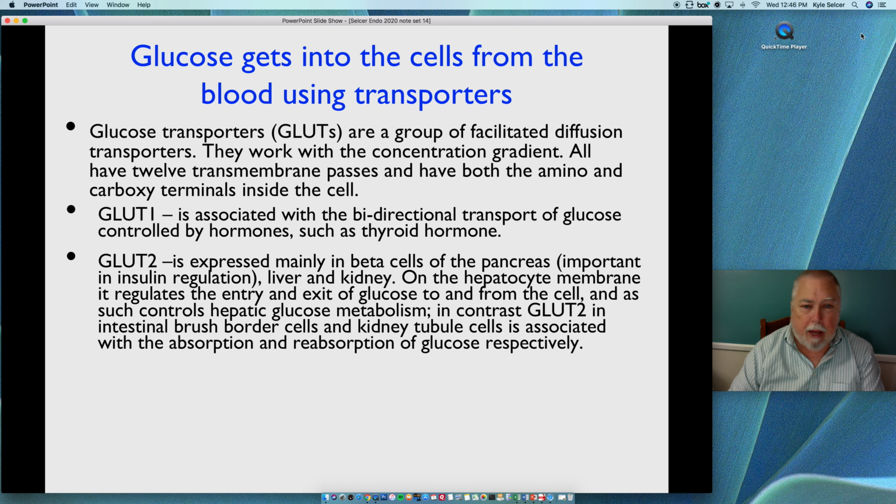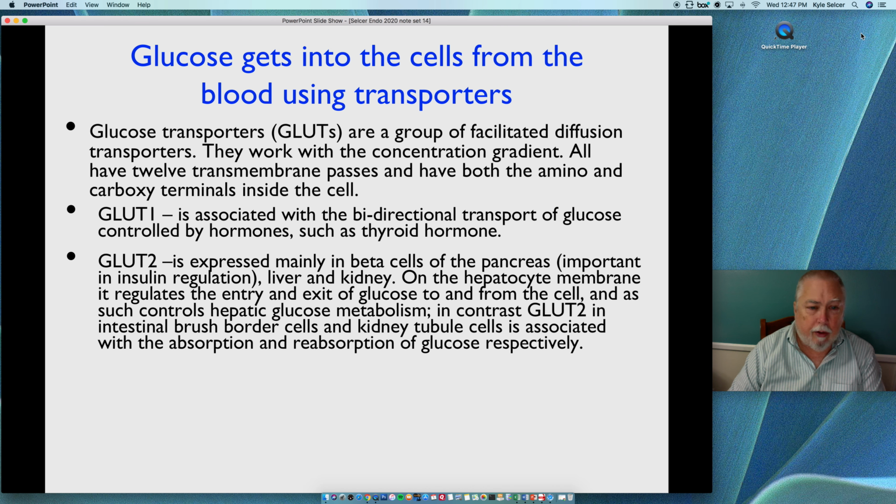GLUT2 is the one that's in the beta cells of the pancreas, and very important in insulin regulation. It's also in liver and kidney. On the hepatocyte membrane, so in the liver, it regulates entry and exit of glucose to and from the cell and controls hepatic glucose metabolism. But it's not really being regulated as much. It's upregulated by insulin, but not to the degree that some of the other ones are.